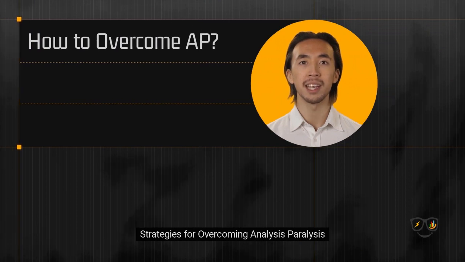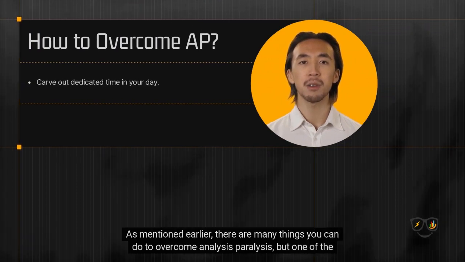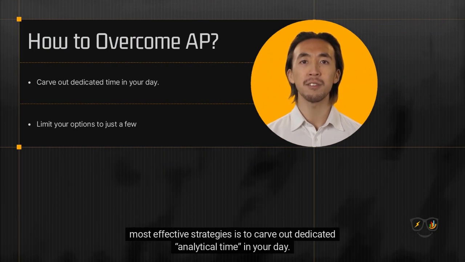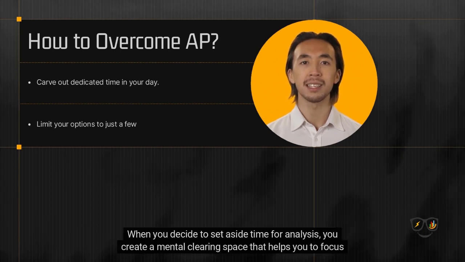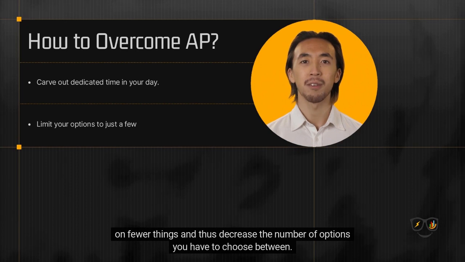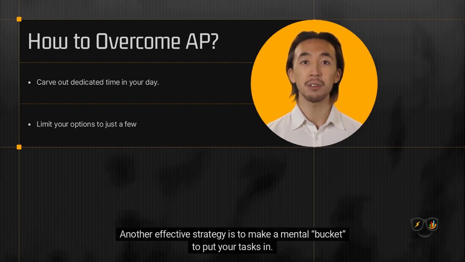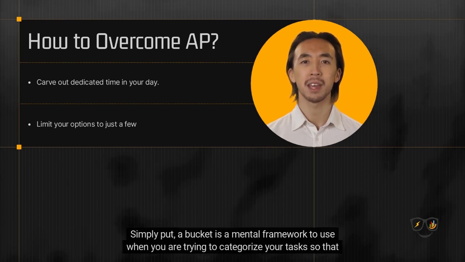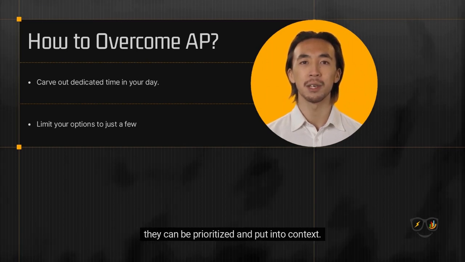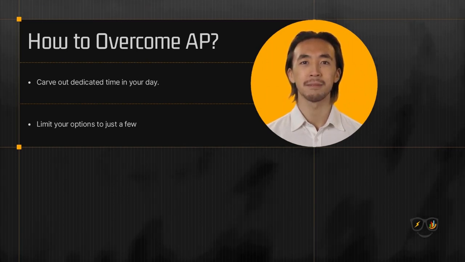Strategies for overcoming analysis paralysis. As mentioned earlier, there are many things you can do to overcome analysis paralysis, but one of the most effective strategies is to carve out dedicated analytical time in your day. When you decide to set aside time for analysis, you create a mental clearing space that helps you to focus on fewer things and thus decrease the number of options you have to choose between. Another effective strategy is to make a mental bucket to put your tasks in. Simply put, a bucket is a mental framework to use when you are trying to categorize your tasks so that they can be prioritized and put into context.